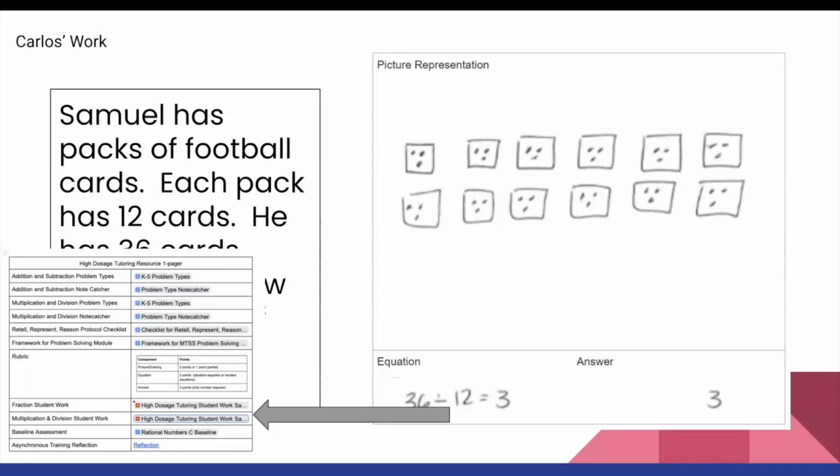Looking at Carlos's work, I would give him 1 point for his pictorial representation because it does not represent the context of the word problem accurately. Though I can see he does have some knowledge of multiplication, the word problem says that there should be 12 cards in each pack, and Carlos has 3 cards in 12 packs.